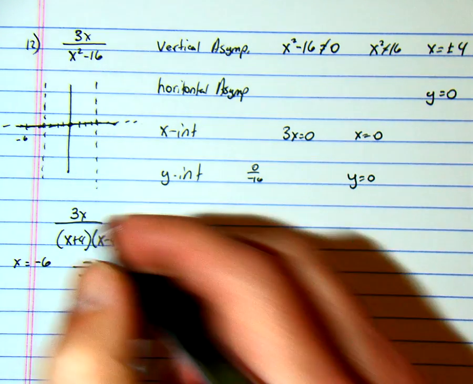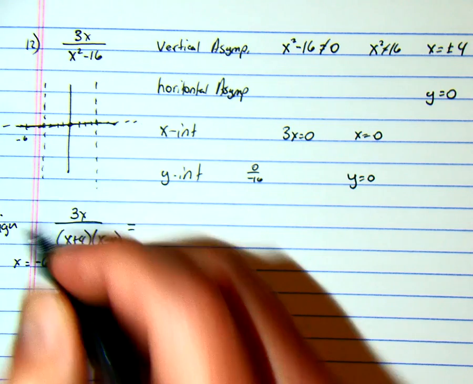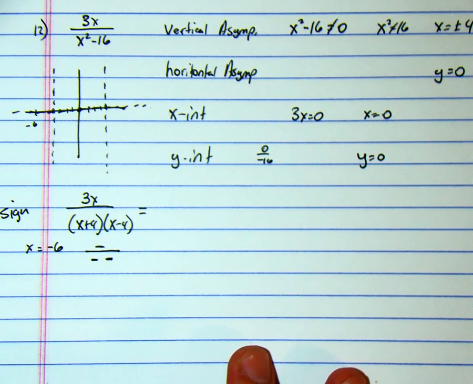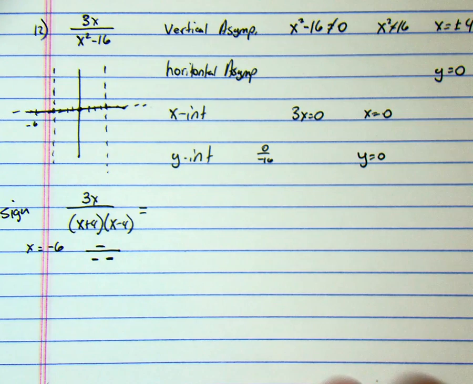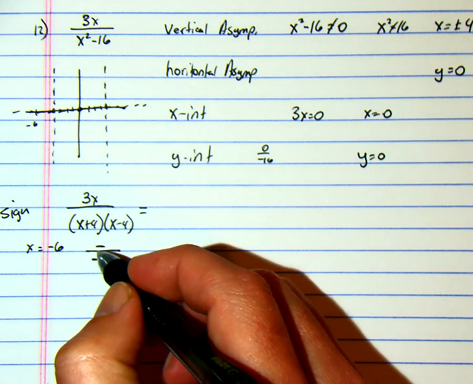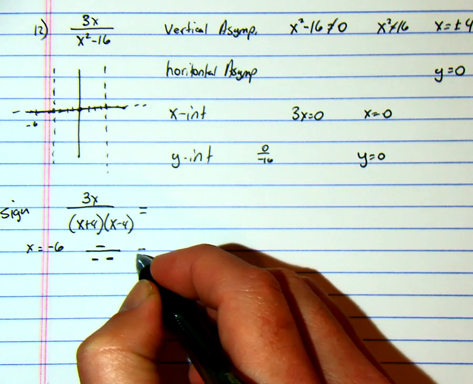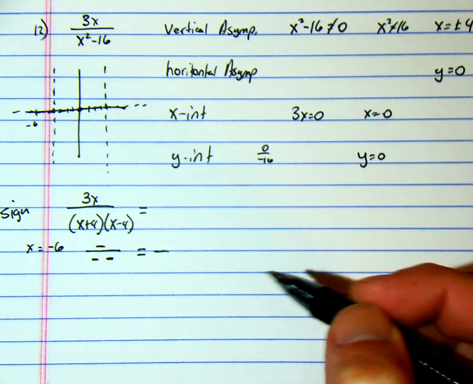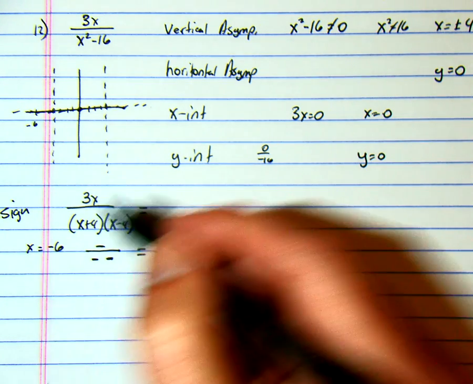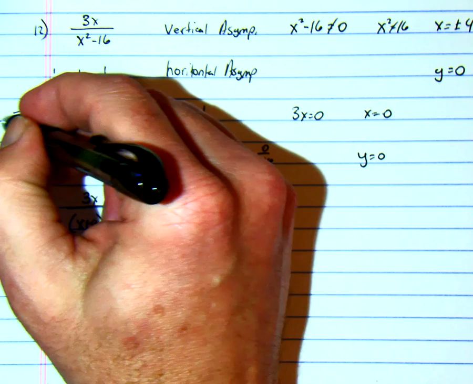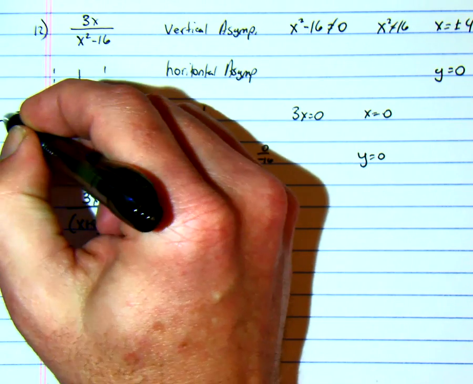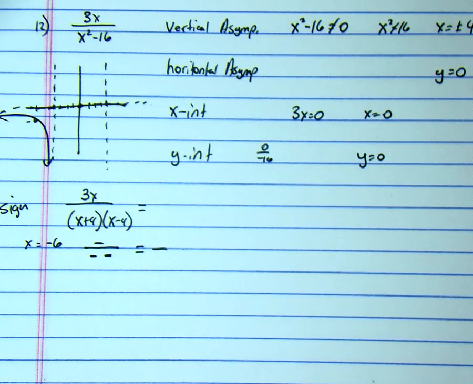So this is called a sign test, because I am just worried about the sign of the number, not the value of the number. If I take a negative divided by a negative and a negative, that gives me a negative. So the value at negative 6 is negative, which indicates that my function is going to exist down here.